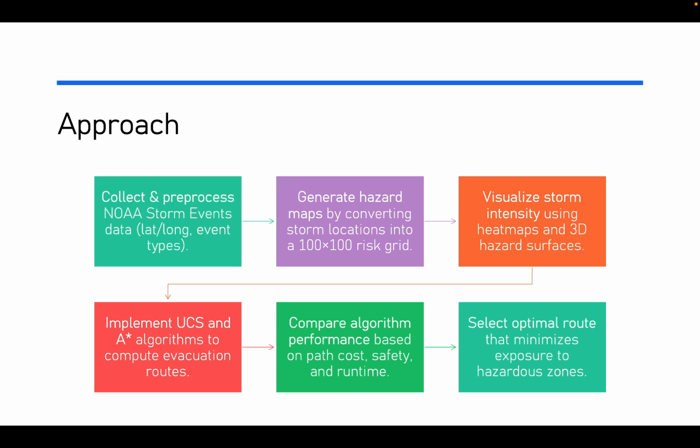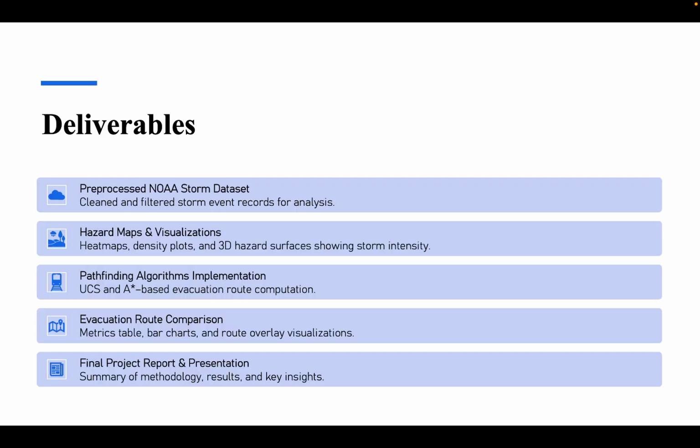First, we collected NOAA storm data and pre-processed it to extract coordinates. Next, we generated a hazard grid and visualized it with heat maps and a 3D surface. We then implemented a search-based AI agent capable of navigating the grid. Finally, we ran both UCS and A star to compute routes and compare their performance.